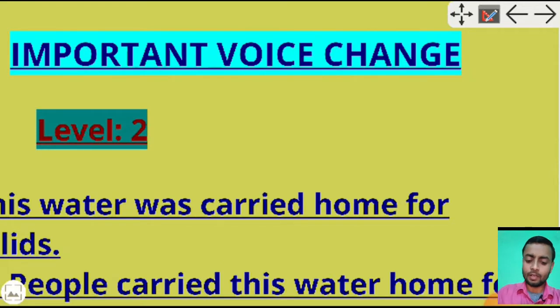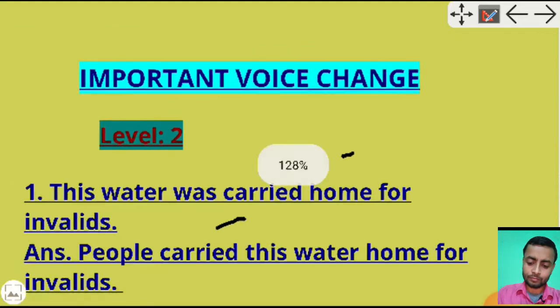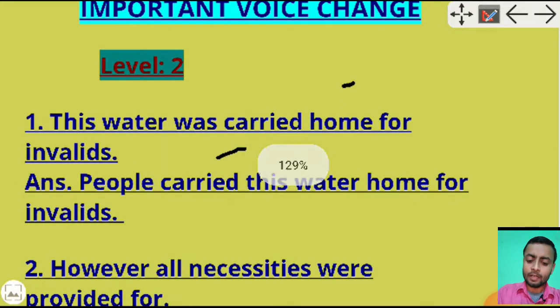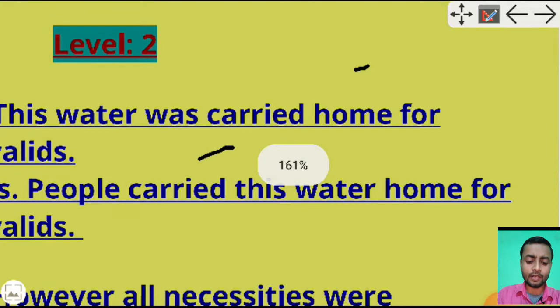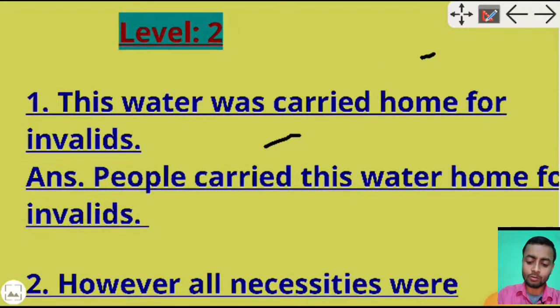Level 2. First example. This was carried home for invalids. So again we will try to find the subject, verb and object and try to solve the voice change.